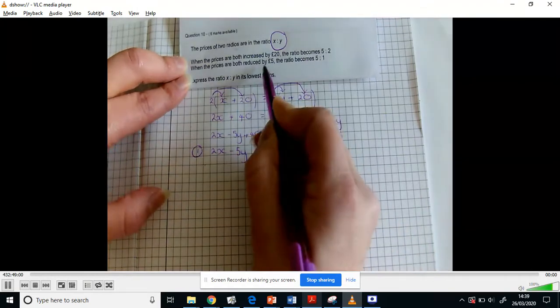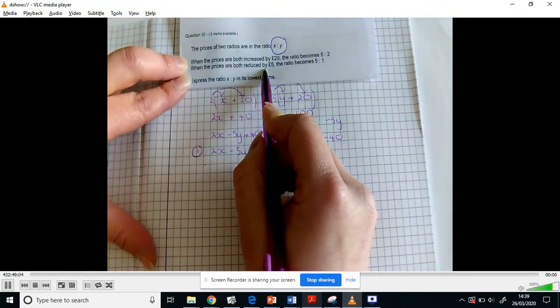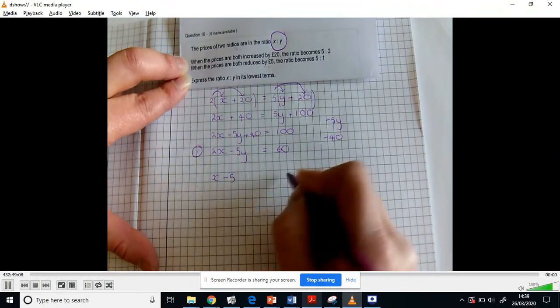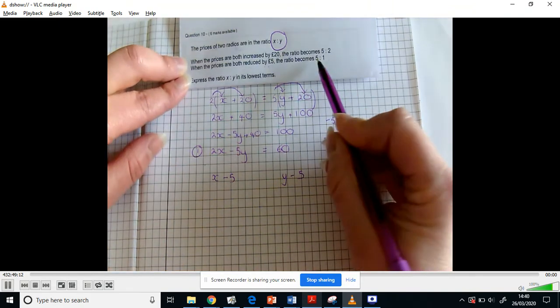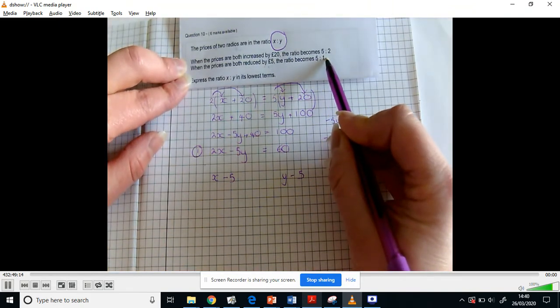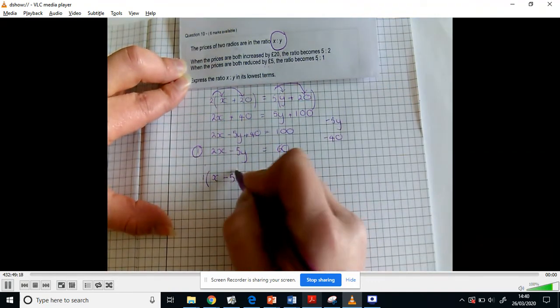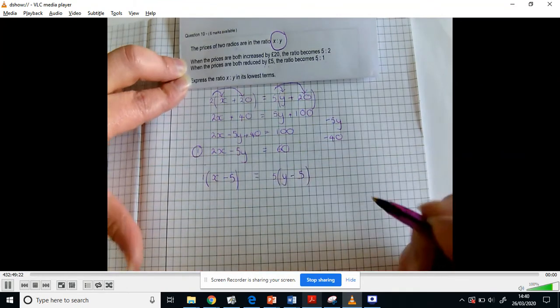Now we're going to look at when the prices are reduced by £5. So this time I'm going to have x subtract 5 and I'm going to have y subtract 5. Now the ratio this time is 5 to 1. So what I'm going to do is multiply that one by 1 and this one by 5, because remember I want them to be equal.